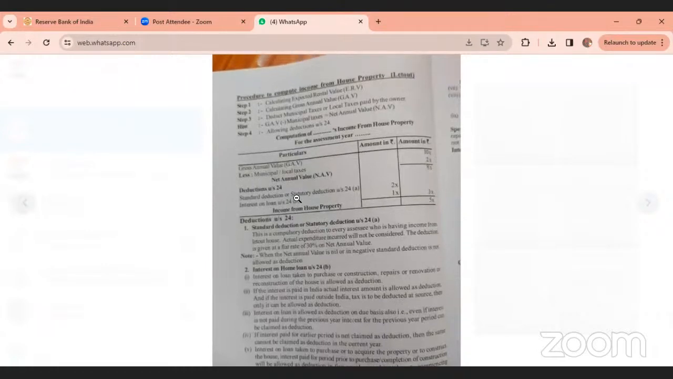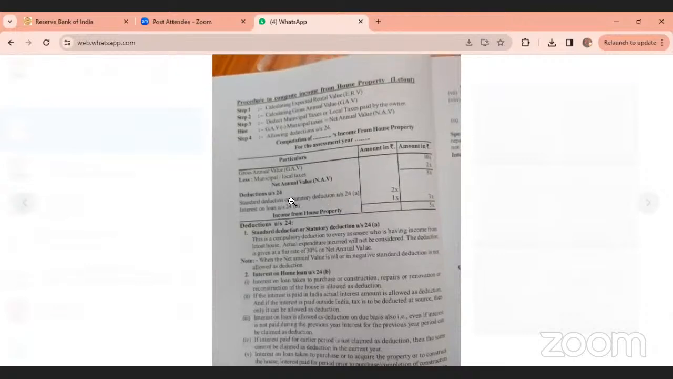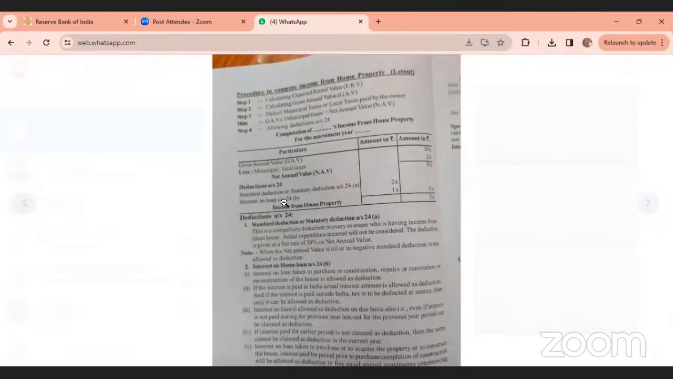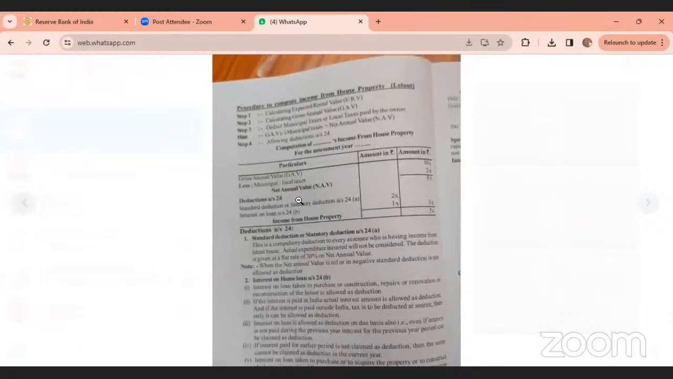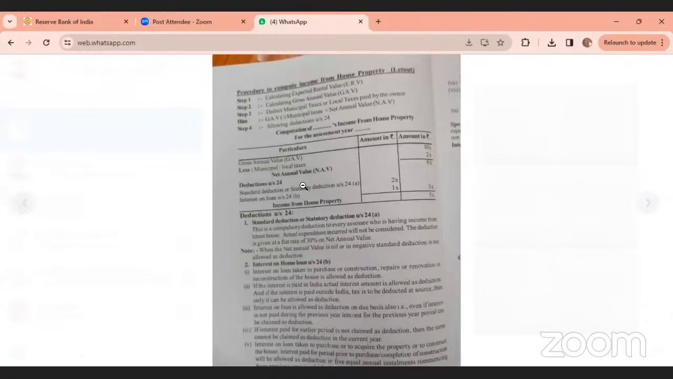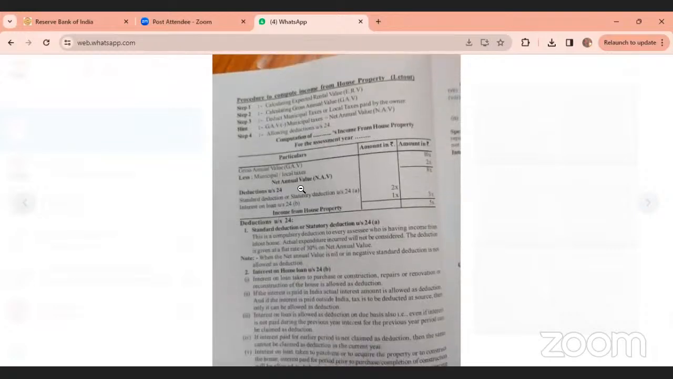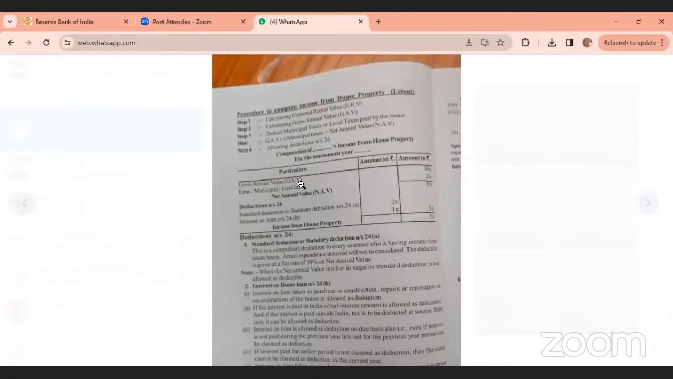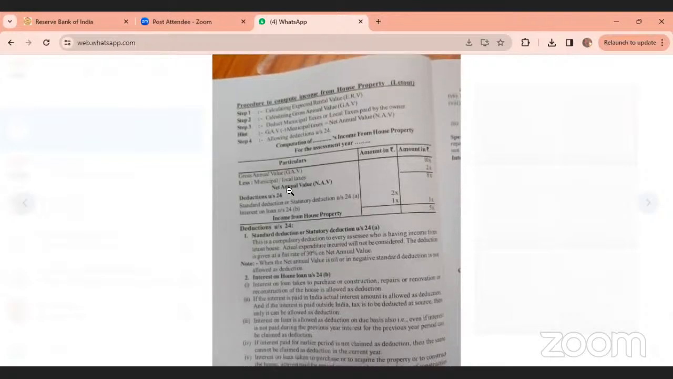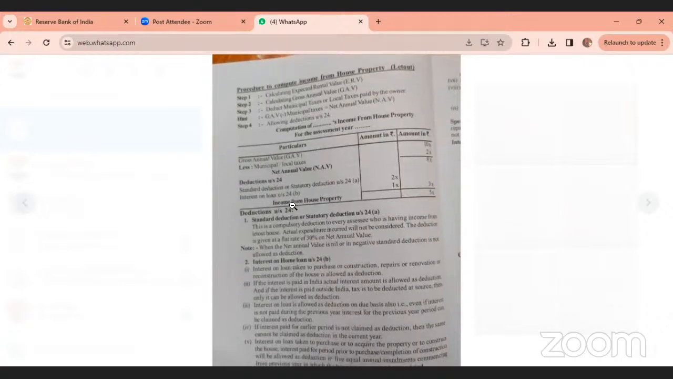How many deductions here? 2 deductions. 24A is for standard deduction, 24B is interest on loan. From net annual value, you deduct the deductions under section 24, and you get income from house property. This is the procedure for calculation of income from house property. First, find out gross annual value. Next, deduct municipal taxes, and deduct the deductions under section 24. Two deductions are there: one is standard deduction, one is interest on loan.